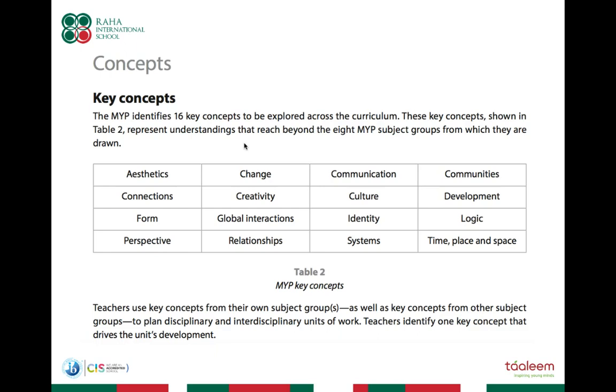So starting with concepts, when we set up a unit in the MYP, we have things called key concepts, and then we have related concepts. The key concepts are these ones you can see in the table, and they are the 16 which are set. However, there are recommendations that certain of these are used for certain subjects. For example, in mathematics, you might see your child having a unit with logic or relationships or form, whereas in other subjects, they could be different.